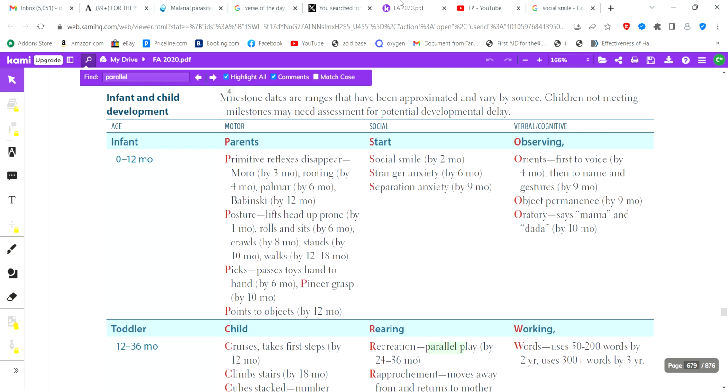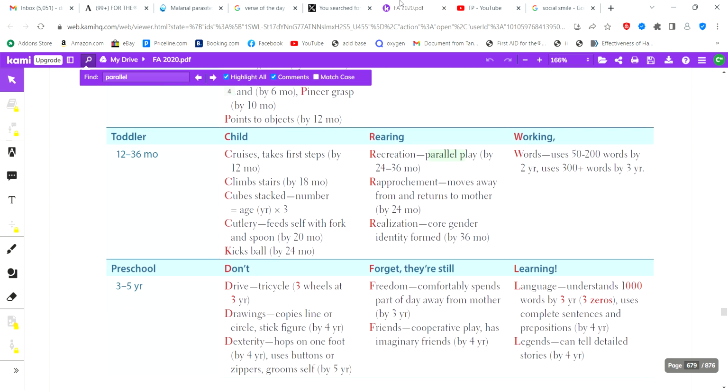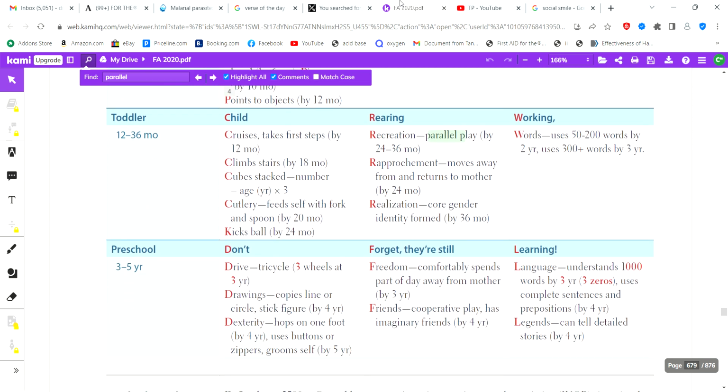Oratory says mama and dada by 10 months old. They say mama and dada by 10 months old. A toddler cruises and takes first steps by 12 months old.